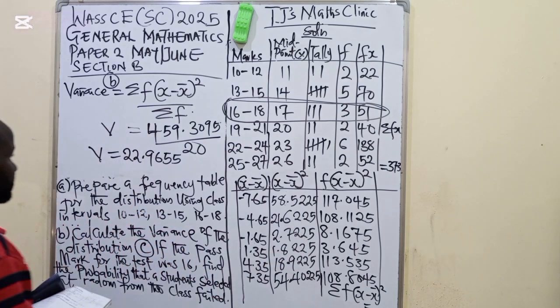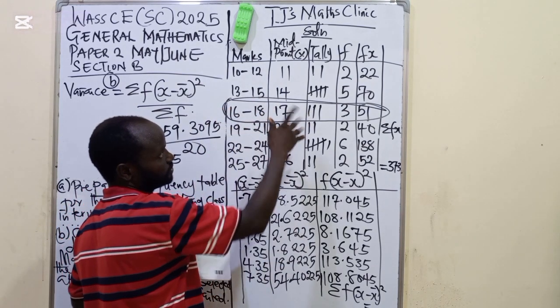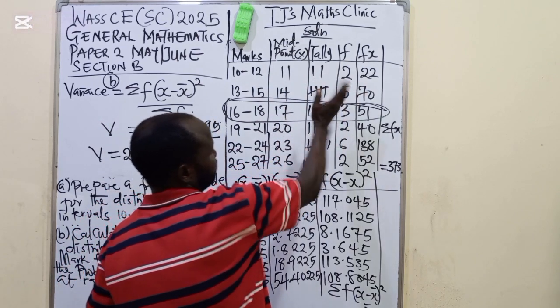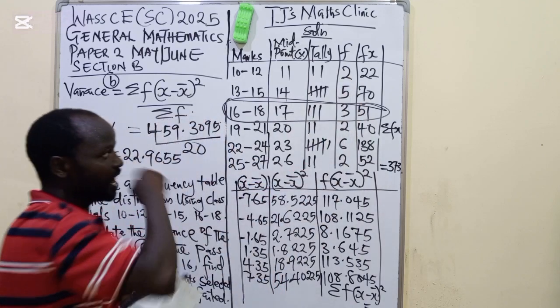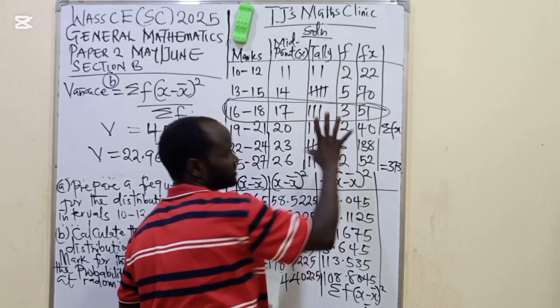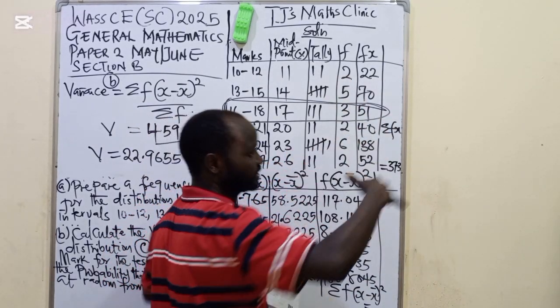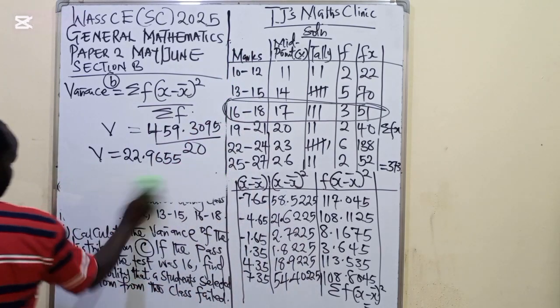So we are asked to find the probability. Very simple. Anything below 16 is failed. So we find the frequency of those that score below 16. The frequency is just 5 plus 2 out of the total number of students. The total number of students is 20. So it will just be 5 plus 2, which is 7 out of 20 failed. Very simple.